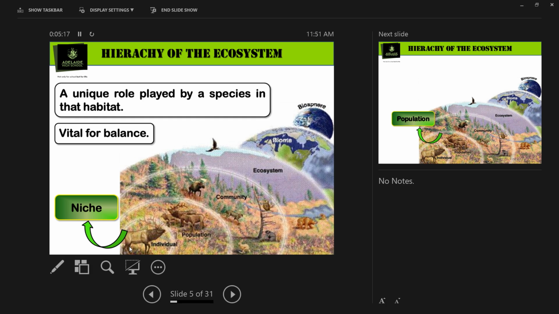Okay? Next one. It is also vital for balance because without these organisms, there will be a disruption within the ecosystem. Without the students, schools won't exist. And without the teachers and the students, there is no population within the school. Does that make sense? That is an analogy that you have to think about.